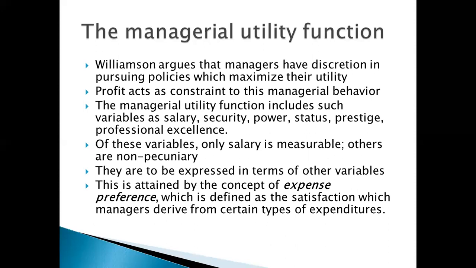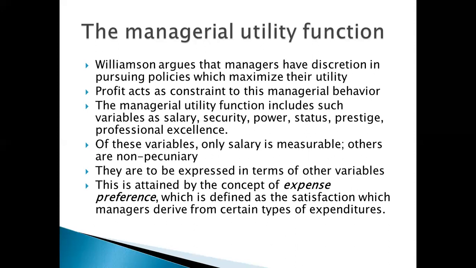But of all these variables like salary, security, power, status, prestige, and professional excellence, only one variable is measurable, that is salary. The other variables like security, power, status, prestige, and professional excellence are non-pecuniary. Non-pecuniary simply means not quantitatively measurable. Therefore, they are to be expressed in terms of some other, measurable variables. And this is attained by the concept of expense preference.